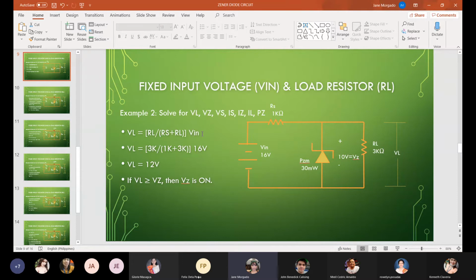And we found out that with RL equal to 3K, the value of VL would be equal to 12 volts. And the value of VZ is just equal to 10 volts. So if VL is equal to or greater than VZ, then Zener is on. So this time with RL equal to 3K, we can be sure that Zener is indeed on. Yun lang naman ang gusto natin malaman eh. Kung on ba ang Zener or off siya. So magiging on lang si Zener if the voltage across RL is equal or greater than VZ.